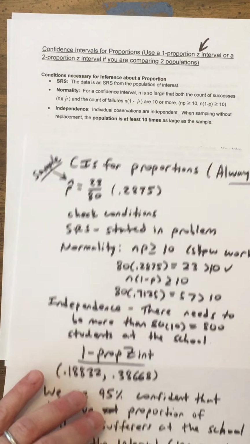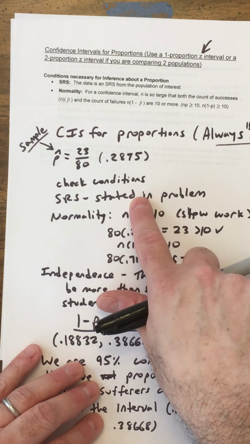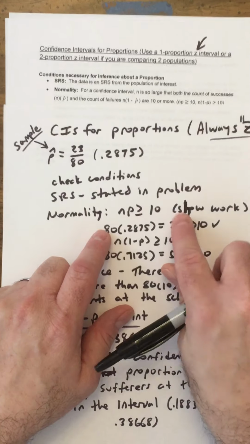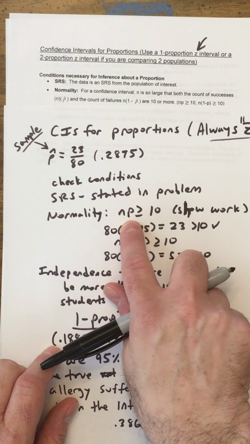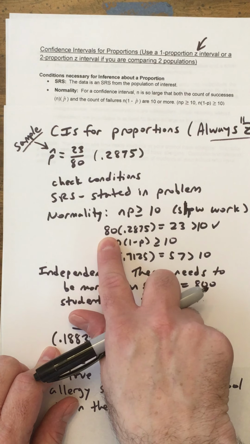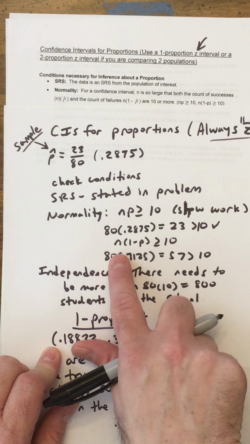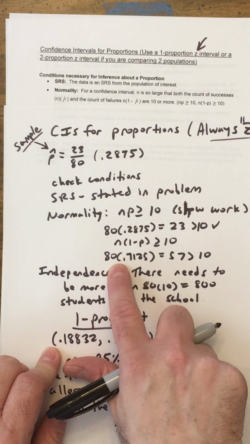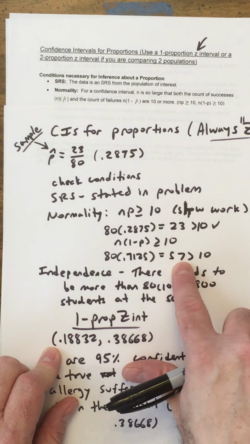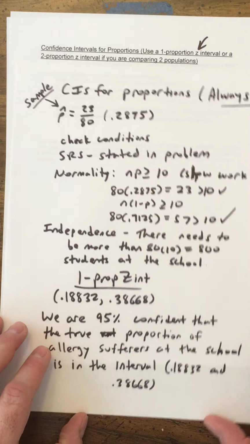We got to check the conditions. That's always kind of the same, except for the normality. SRS, check, make sure it's stated in the problem, and it is. Here, for normality, I wrote here, got to show your work. Not only do you say n times p is greater than or equal to 10, sure, you write that down, but then you show the calculation. n is 80, p is 0.2875, that equals 23, and that's greater than 10, yes. n times 1 minus p is 80 times 0.7125. That's the difference of 1 and this number. That's 57. That's greater than 10. So normality is okay.